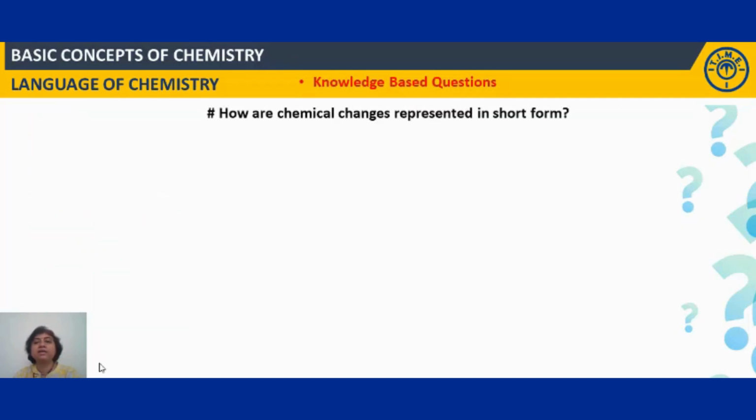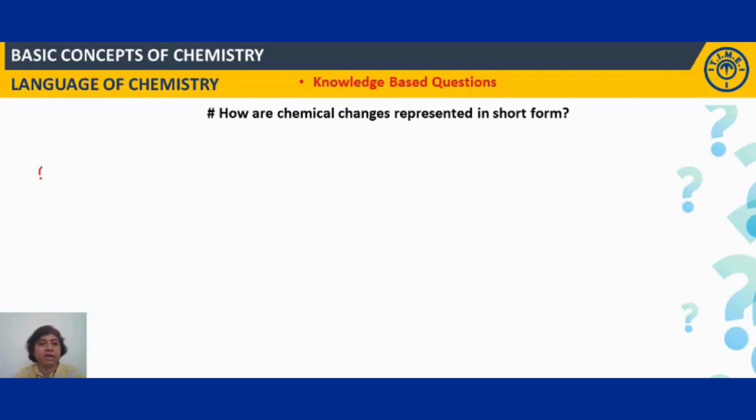How are chemical changes represented in short form? Chemical changes, when we write, we need to write the elements and the compounds. How can we represent an element in short form? By using its symbol. How can you represent a compound in its short form? By using its formula. So chemical changes can be represented with the help of symbol in case of element, formula in case of compound.